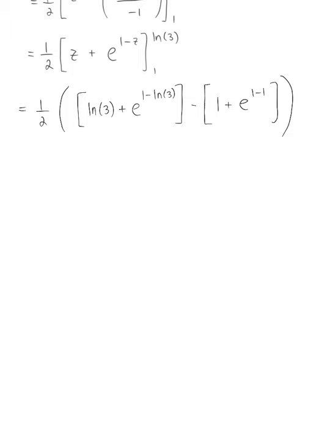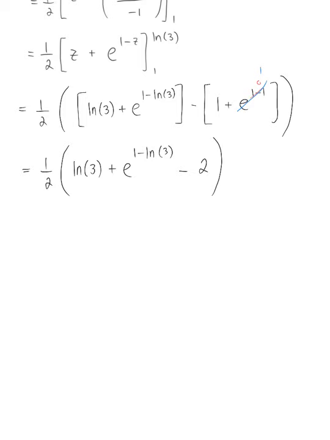And we can simplify here. We know 1 minus 1 is 0, and anything raised to the 0 goes to 1. So this will be equal to 1/2 multiplied by the natural log of 3 plus the natural exponential raised to the 1 minus the natural log of 3 minus 1 plus 1 is 2. And so there's nothing wrong with this answer. We can leave it as it is.